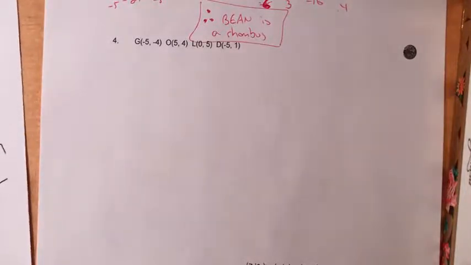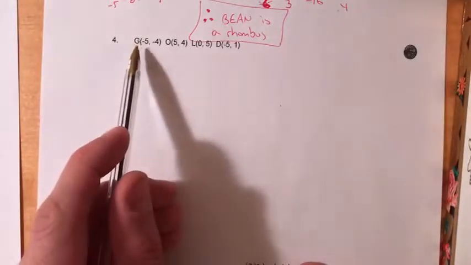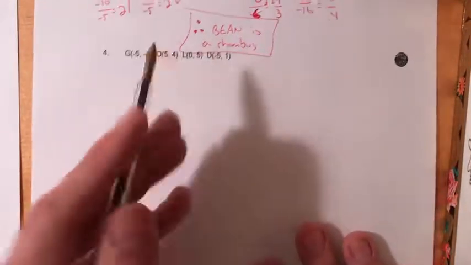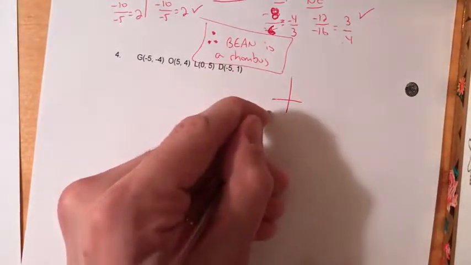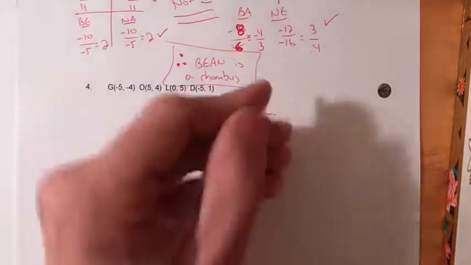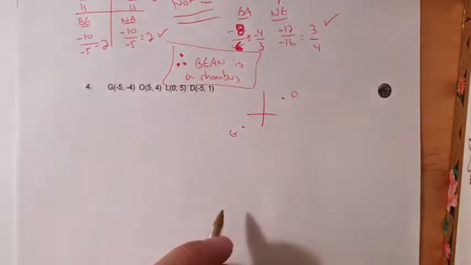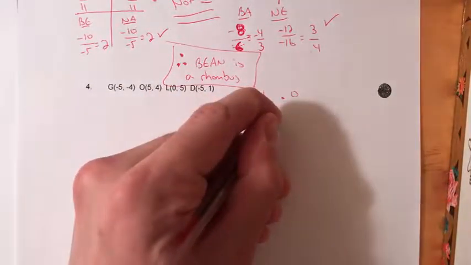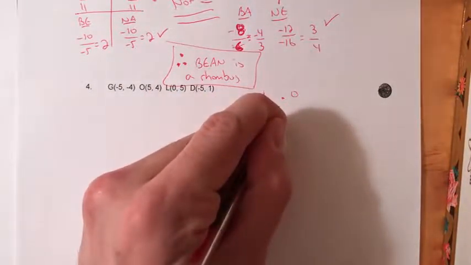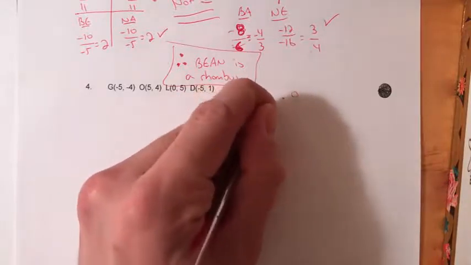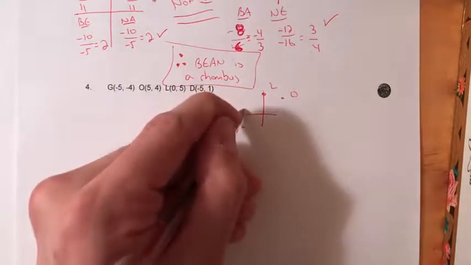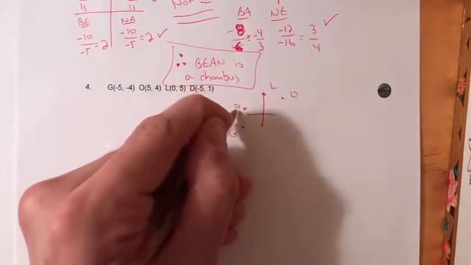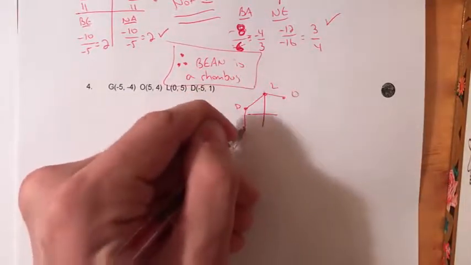We'll do one more. So again, we have GOLD. Make your quick sketch. Negative 5, negative 4, somewhere down yonder. 5, 4, somewhere over here. 0, 5, somewhere about right here. And then negative 5, 1, somewhere about right there. So we have GOLD.